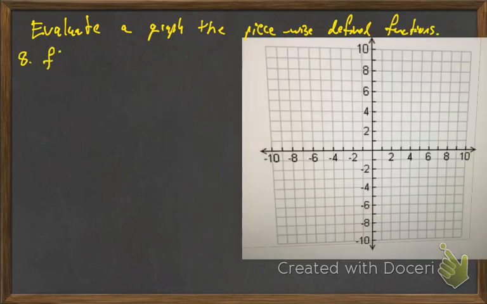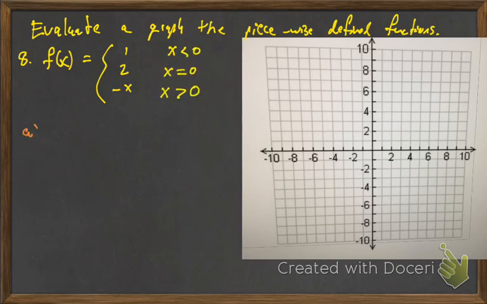Okay, so here we've got f of x is equal to 1, 2, or minus x, depending on if x is less than 0, x is equal to 0, or x is greater than 0. Part A is going to say, all right, well, what is f of minus 1? Minus 1 is less than 0, so we're going to use the first function, which just gives us an output of 1. And then we can go ahead and plot that point here.